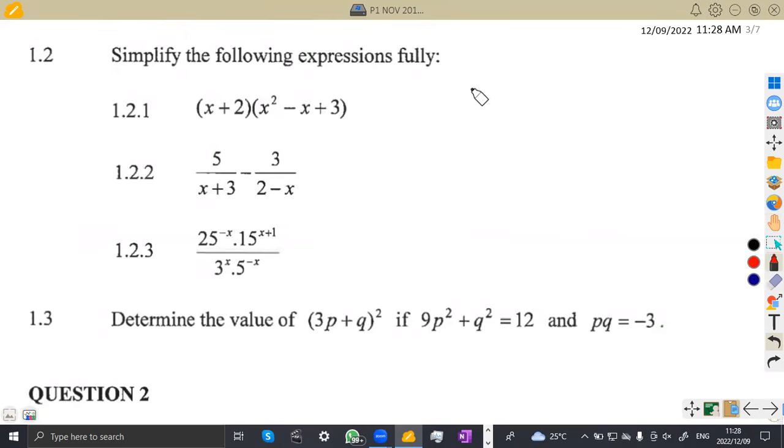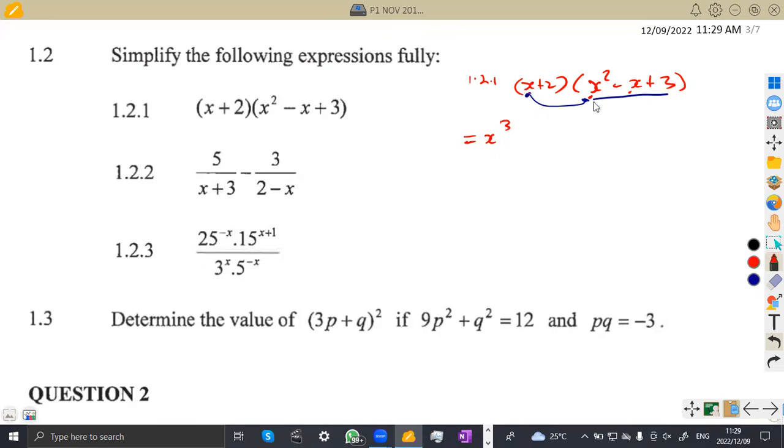So the first part, if we are to cross-check on 1.21, that is an expansion of brackets. We are supposed to expand the given brackets. So you are supposed to multiply this second bracket by whatever you have in the first bracket. So you're going to start with x. So x is going to multiply with x squared here. That is going to be x to the exponent of 3.